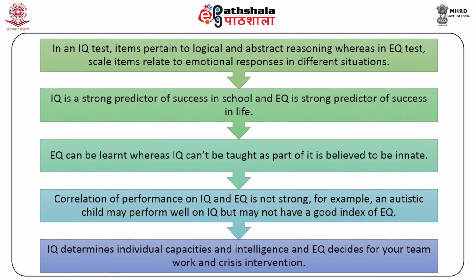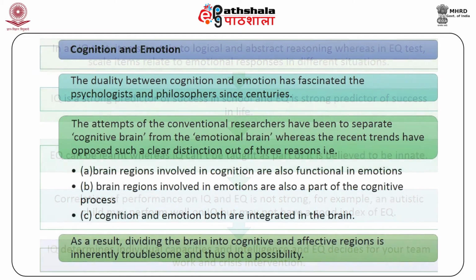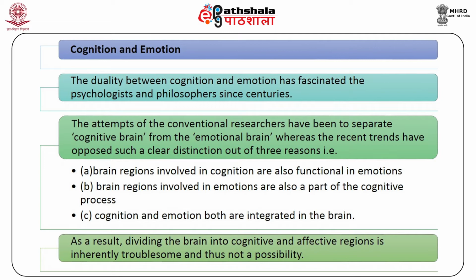IQ determines individual capacities and intelligence, and EQ decides for your teamwork and crisis intervention. Cognition and emotion. The duality between cognition and emotion has fascinated psychologists and philosophers for centuries. Most of the research in this area has been primarily based on identification of brain areas involved in the dynamic process. The recent development focuses on the interactional fit between both the aspects, giving rise to complex behavior.